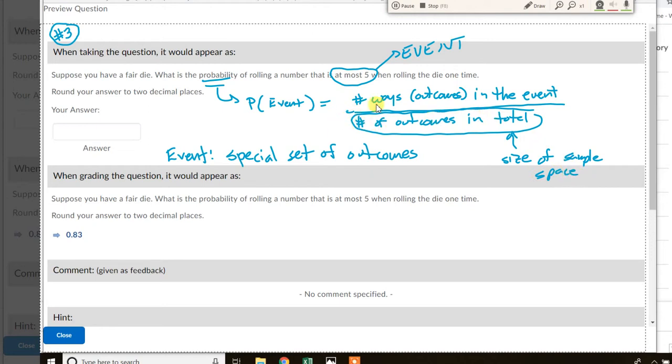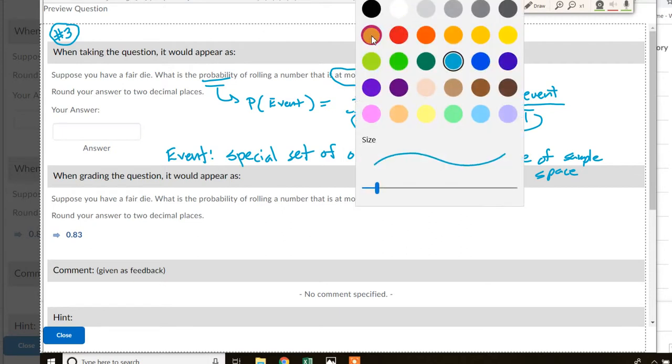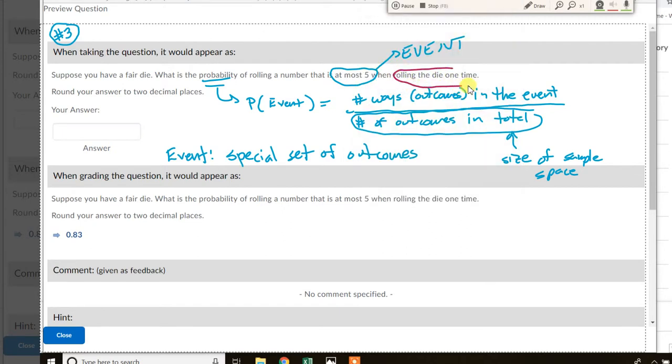Now, in this particular problem, we're rolling a die one time. That's our experiment, and it generates a sample space. The sample space is the set of all outcomes. So what would the sample space be for this experiment? What can you get if you roll a die one time? You can get a 1, a 2, a 3, a 4, a 5, or a 6. So that's my sample space.